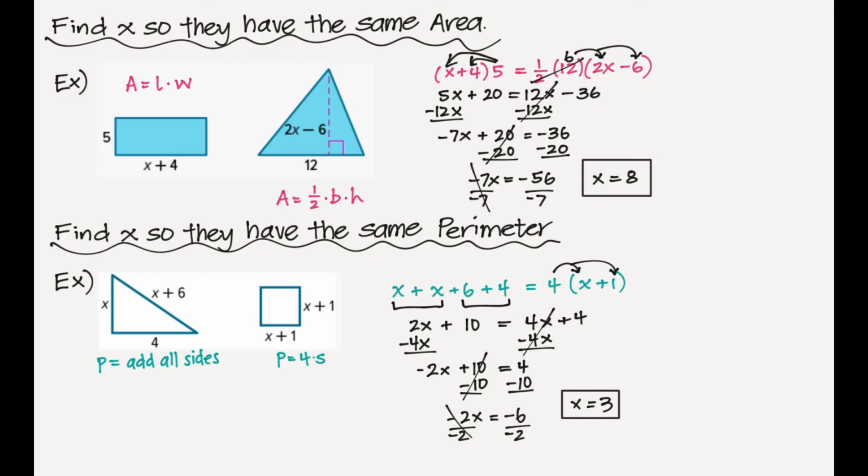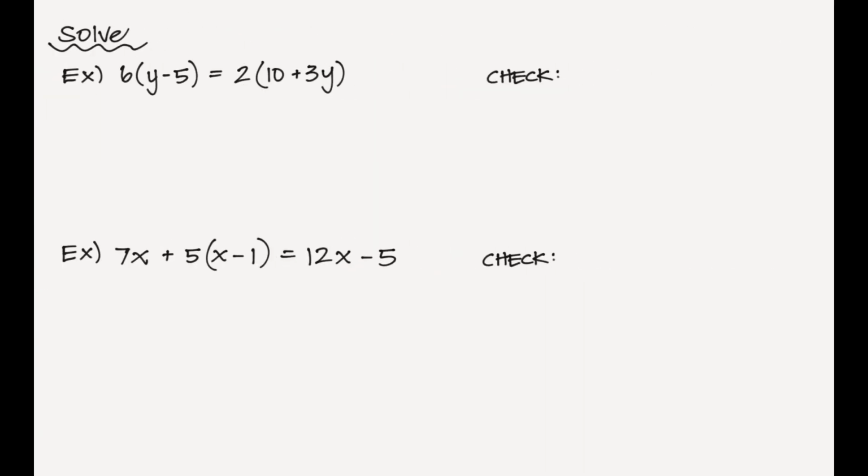And now I'm done. All right, I have two final problems for us. Let's go ahead and solve these. So again, let's get rid of the parentheses by using the distributive property. So 6 times y is 6y. And then 6 times negative 5 is negative 30. And then on the other side, 2 times 10 is 20. And 2 times 3y is 6y. Let's go ahead and subtract 6y on both sides.